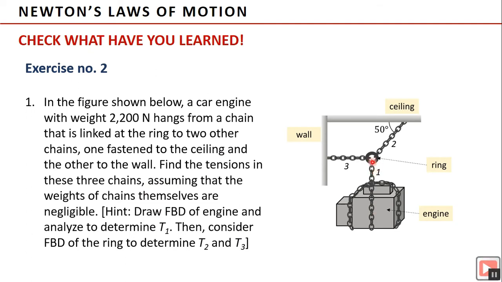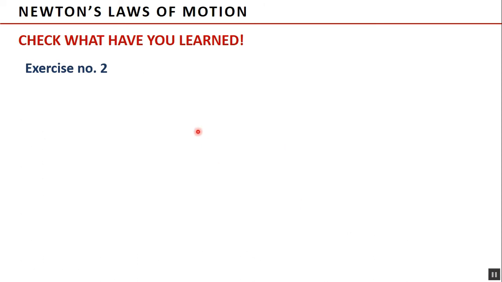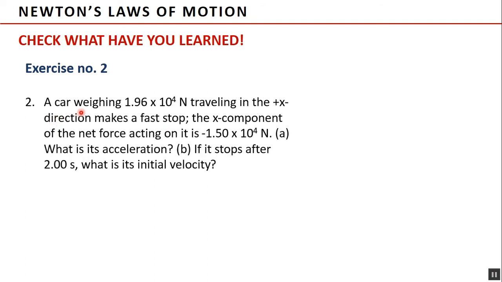Then, consider FBD of the ring to determine T2 and T3. Item number 2. A car weighing 1.96 times 10 to 4 newtons traveling in the positive x direction makes a fast stop. The x component of the net force acting on it is negative 1.50 times 10 to 4 newtons. Letter A. What is its acceleration?